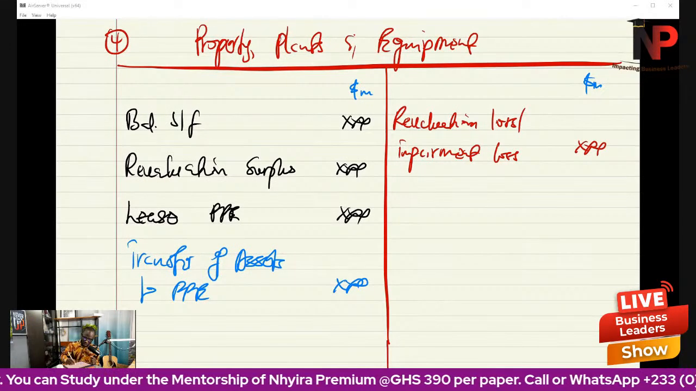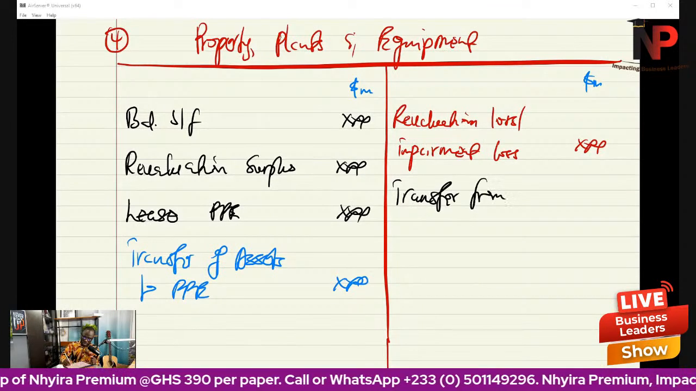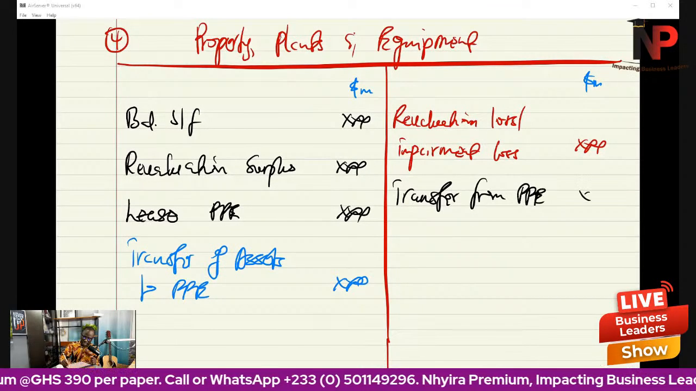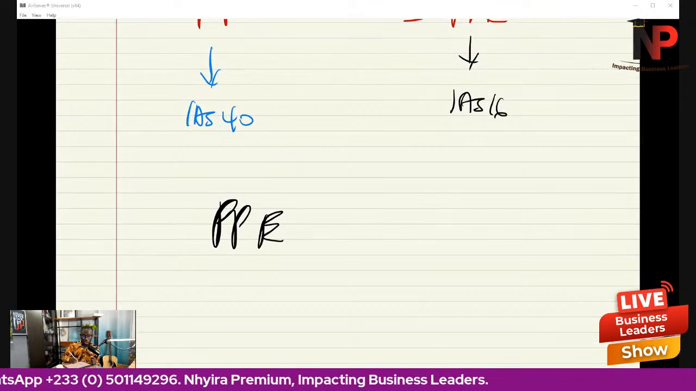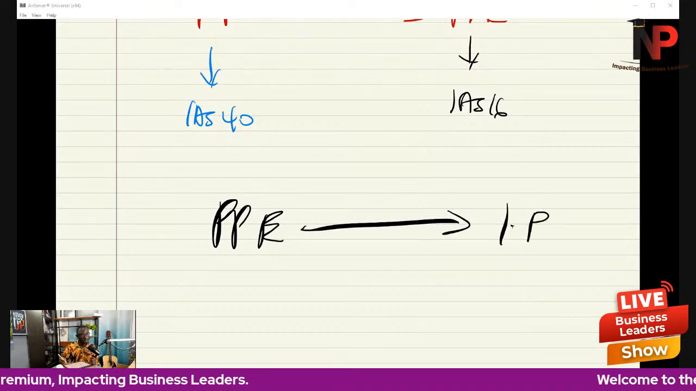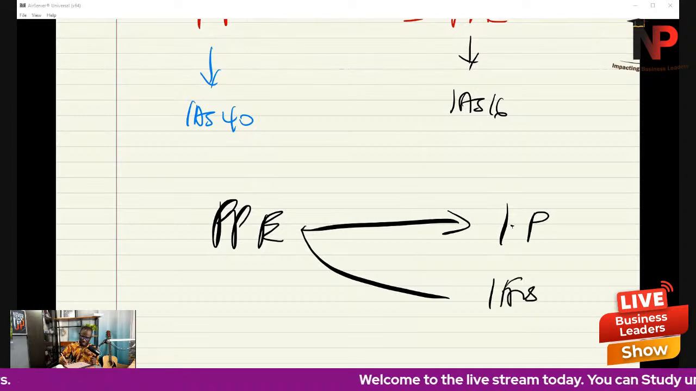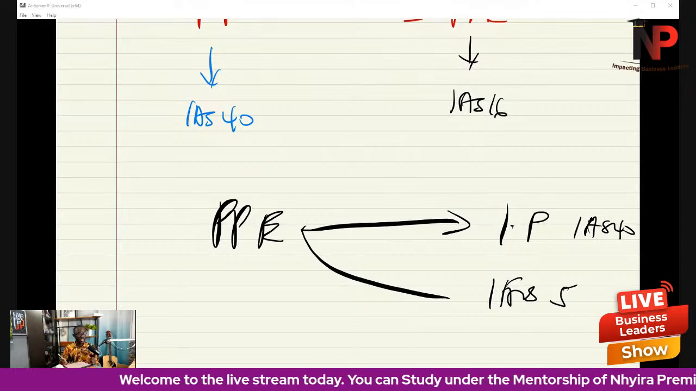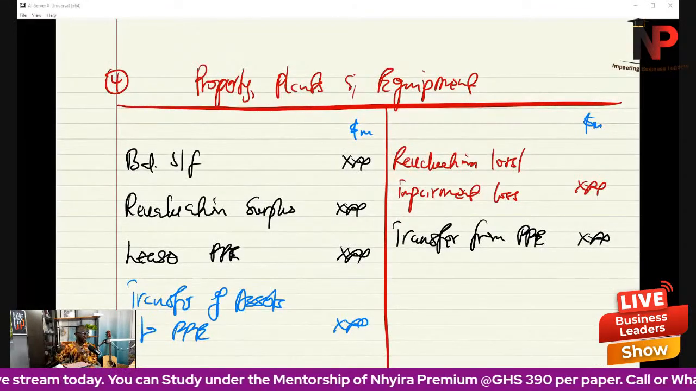But then if they also transfer from PPE, because the same scenario may come in, that during the year the entity is having an owner-occupied property, plant and equipment, but they decide to change it to an investment property, or de-recognize it as held for sale, then it has to be accounted for in accordance with IAS 40. So there could be transfer from PPE as well, and that will go to the credit side.